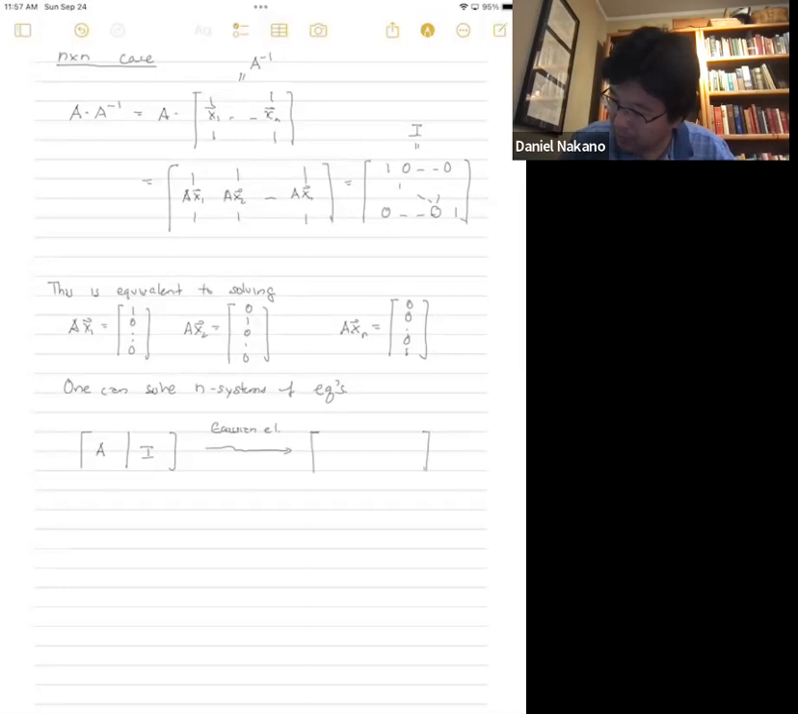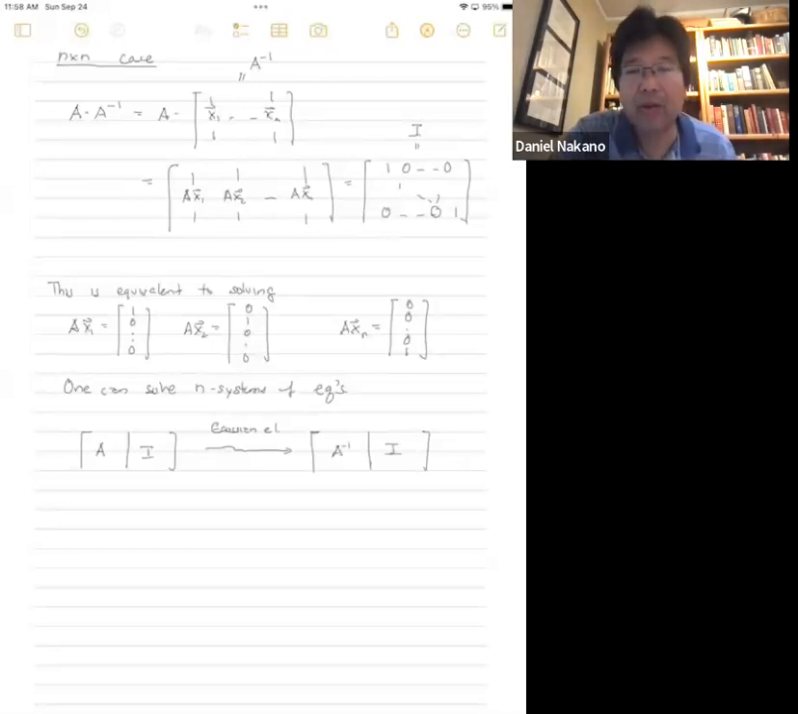The idea is that after Gaussian elimination, on the left-hand side we'll get the identity matrix, and on the right-hand side we'll get the inverse of the matrix. So we transform using row operations. Once we get the identity matrix on the left, out will pop A inverse on the right. Okay, so that's the procedure.